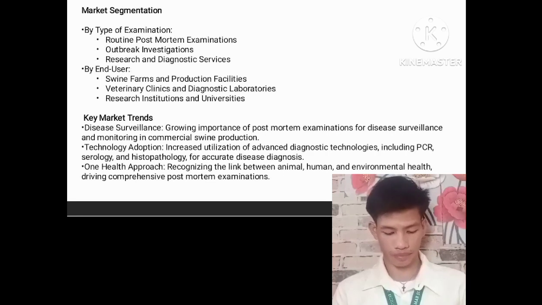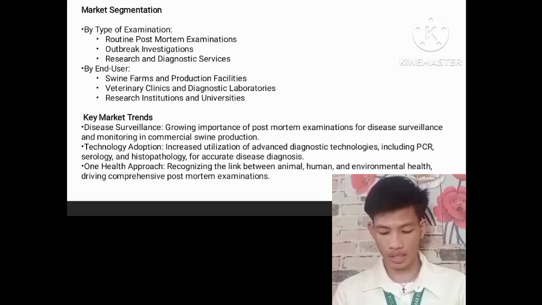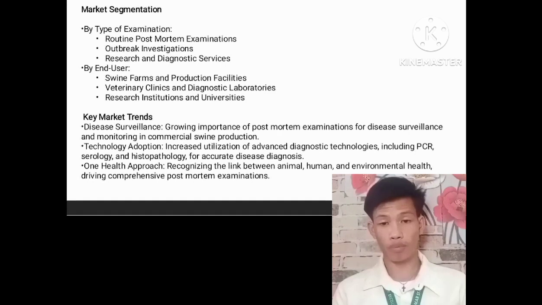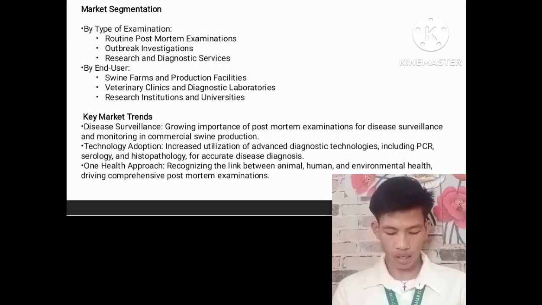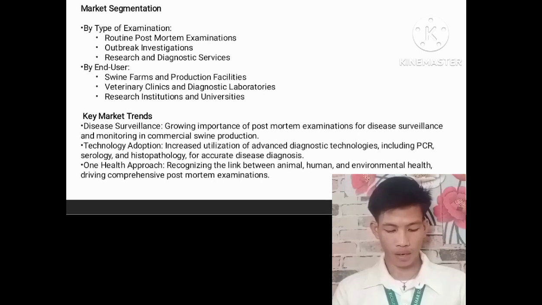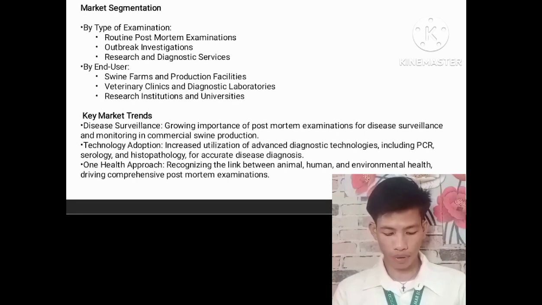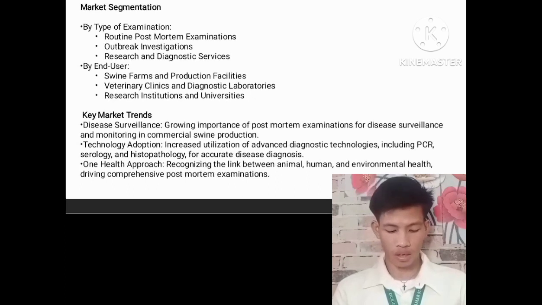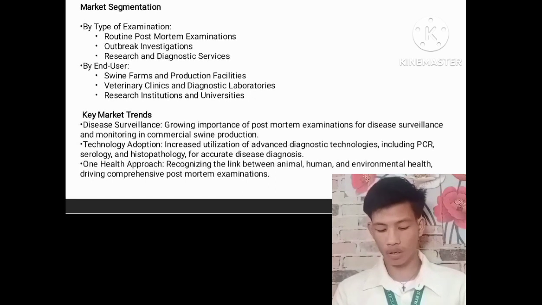Key market trends. Disease surveillance. Growing importance of post-mortem examination for disease surveillance and monitoring of commercial swine production. Technology adoption. Increasing utilization of advanced diagnostic technologies, including PCR. So PCR means a laboratory technique for rapidly producing millions to billions of copies of a specific segment of DNA, which can then be studied in greater detail.